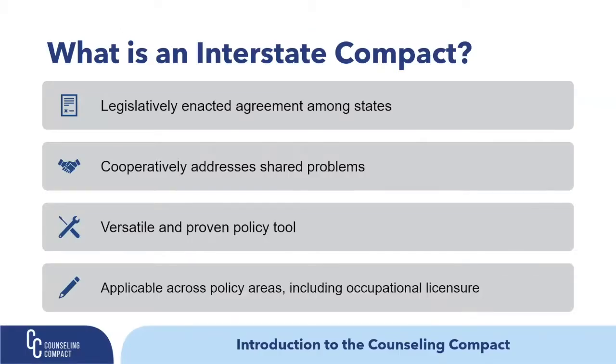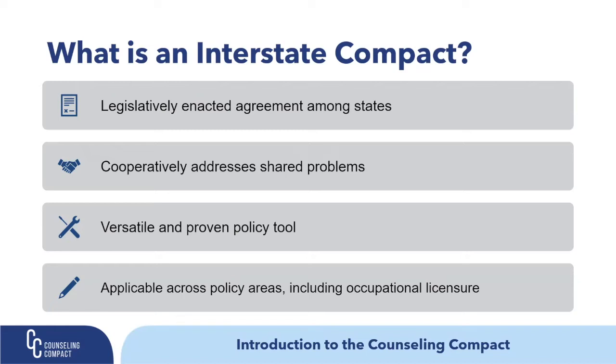So first, what is an interstate compact? Well, if you're attending this meeting, you probably know a little bit about them, but I'll go ahead and give some background information anyway. So a compact is a legislatively enacted agreement among states, which just means that a compact is something that the state's legislature passes and the governor signs, and then the state will be a member of that compact. And it's an agreement between two states or a region of states, or it can even be all 50 US states and other jurisdictions.